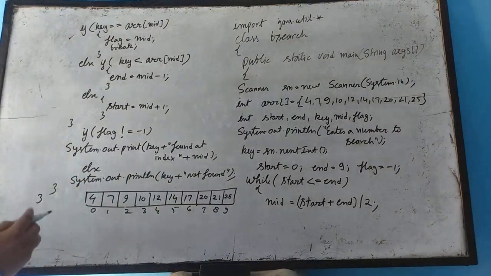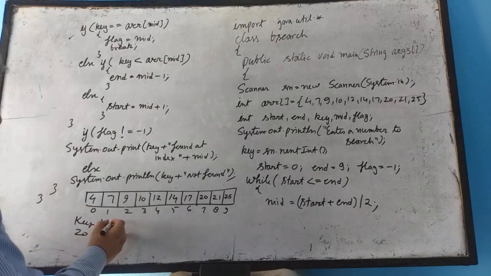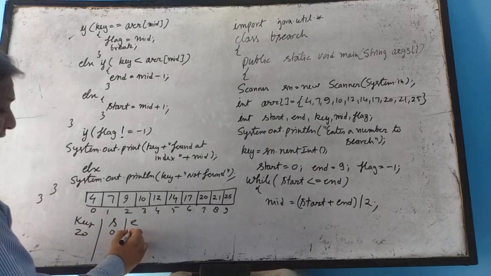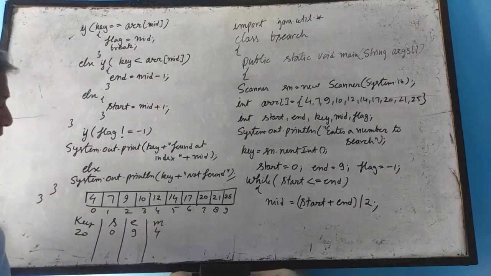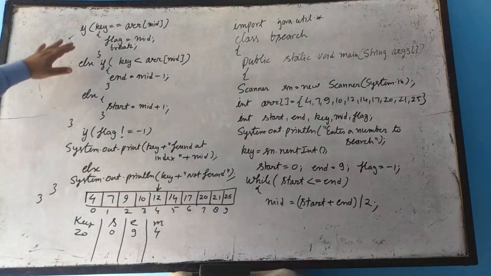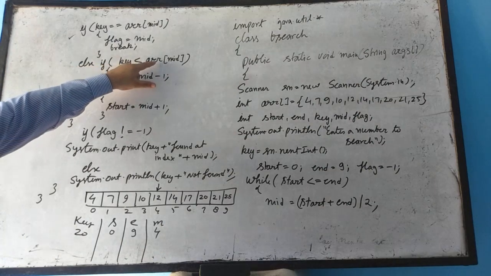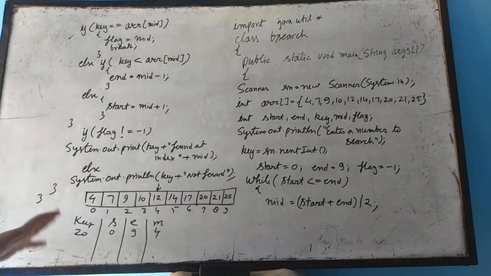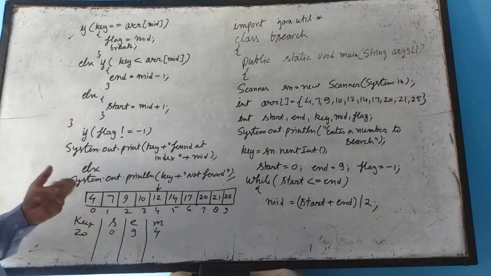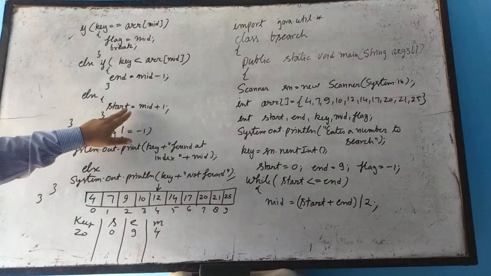If you consider the key as 20, let's say, start is 0, end is 9, so our middle is going to be 4. Let's see, at index number 4, 12 is present. So we compare this 12 with 20. Is 20 equal to 12? False. So is 20 before or after? Is 20 less than 12? No. It means it is after. If it is after, we are going to eliminate the left hand side of it by changing start to mid plus 1.